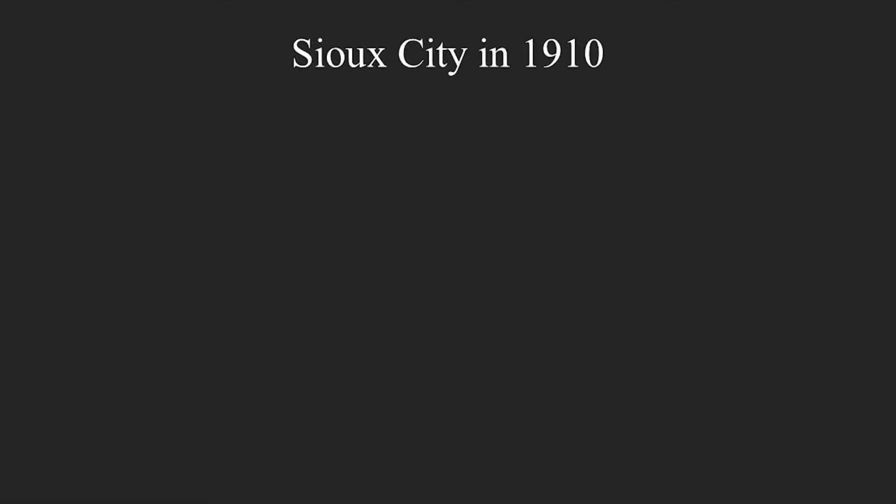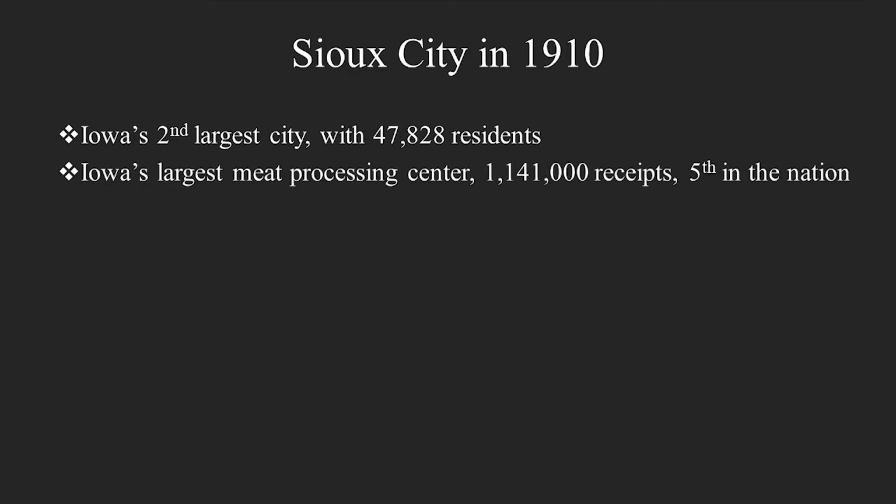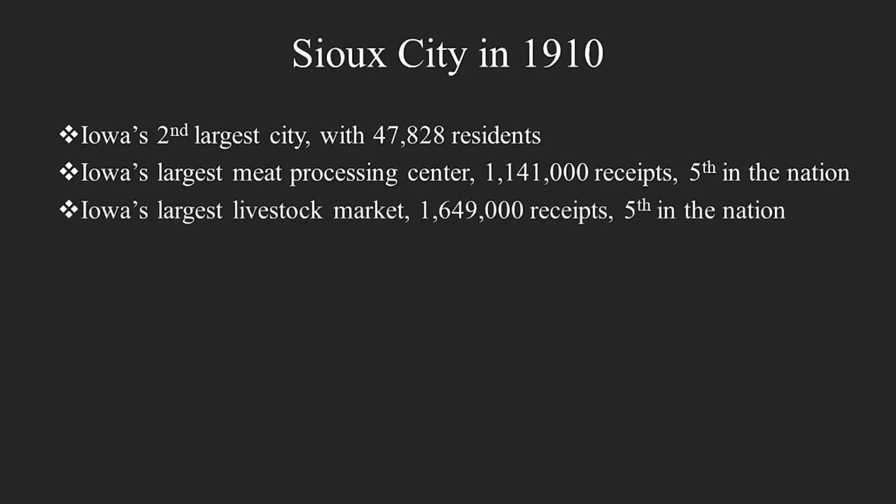So, in 1910, Sioux City was Iowa's second largest city with 47,000 residents. Sioux City was Iowa's largest meat processing center, handling 1.1 million animals or so. That made it the 5th in the nation. Sioux City was Iowa's largest livestock market, handling over 1.6 million animals. That also was the 5th in the nation.